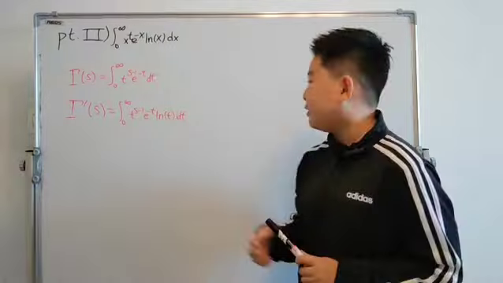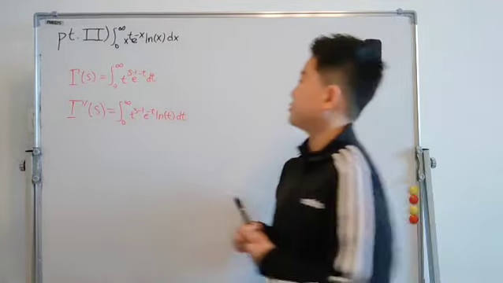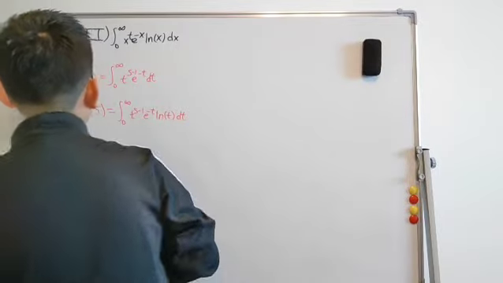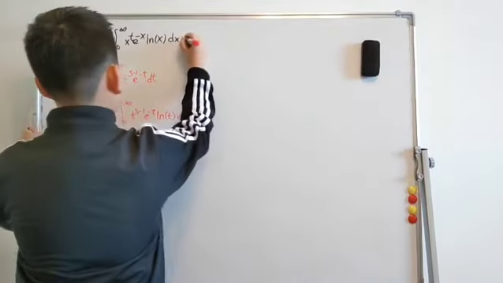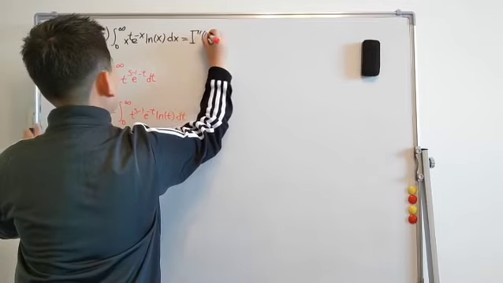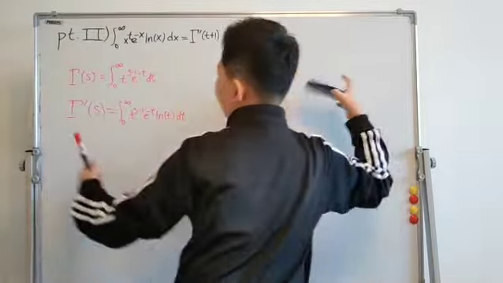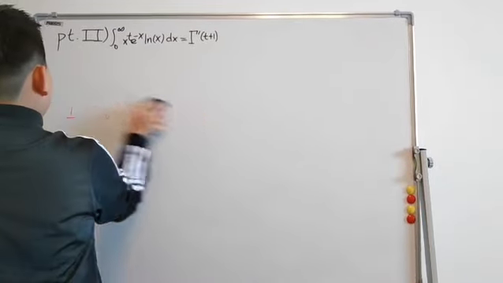And now it's very clear what to do. You just plug in s plus 1 and there you go, there's your result. Meaning that our part 2 is equal to the gamma prime of t plus 1. Okay, very nice. And now just erase everything.